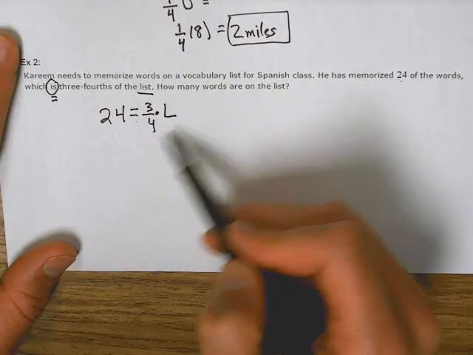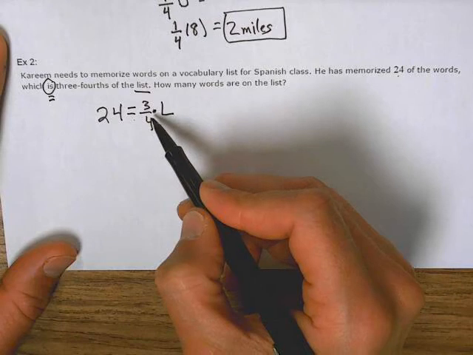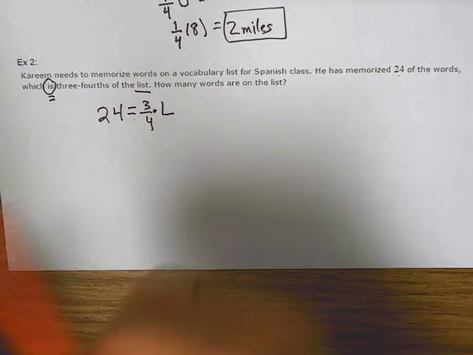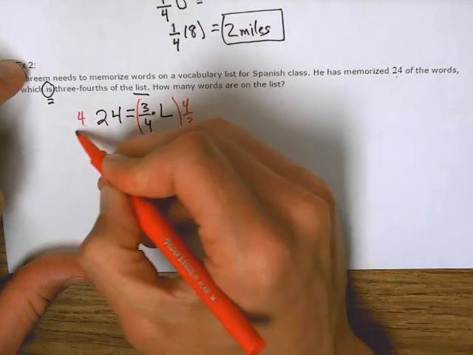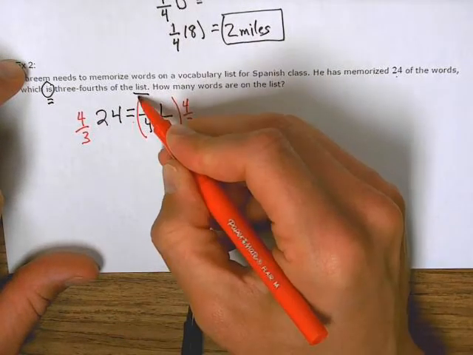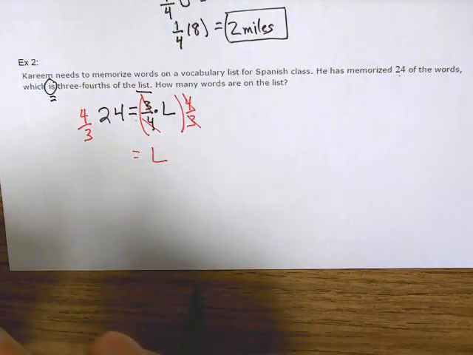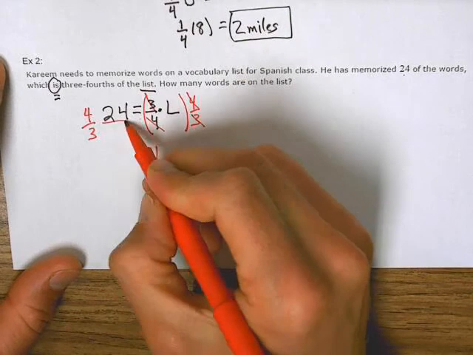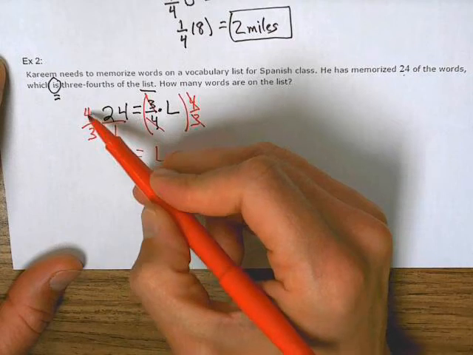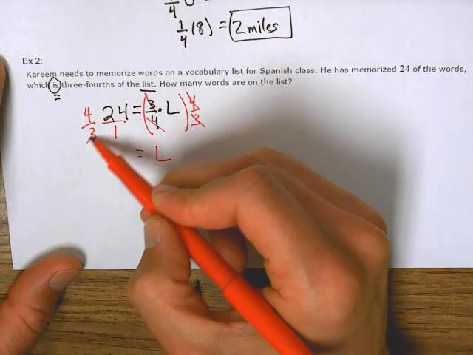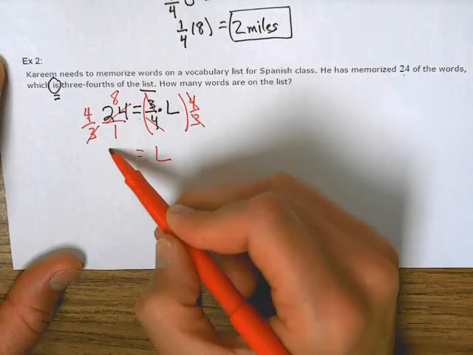Now, to solve for L, I have to get rid of multiplying by 3/4. So I'm going to multiply by the reciprocal of 3/4, which is 4/3. I'm going to multiply both sides by 4/3. So 3's cancel, 4's cancel, and on this side I have just the list, L, on its own. And then over here, 24 is the same as 24/1, and if I want to multiply that by 4/3, I can first divide 3 into 24. That's 8 times. 4 times 8 is 32.